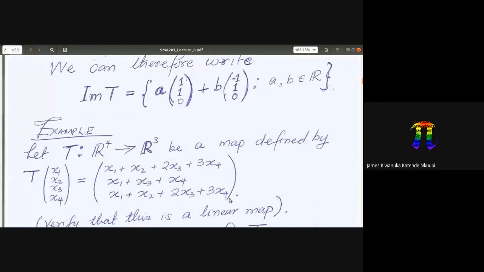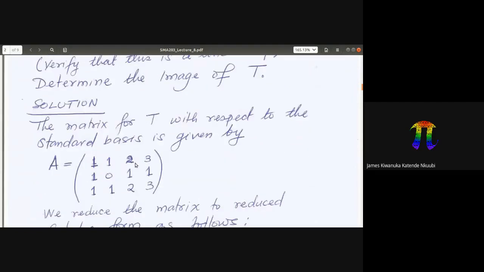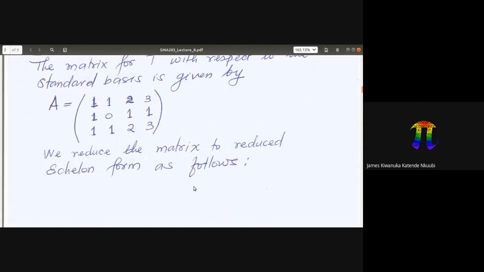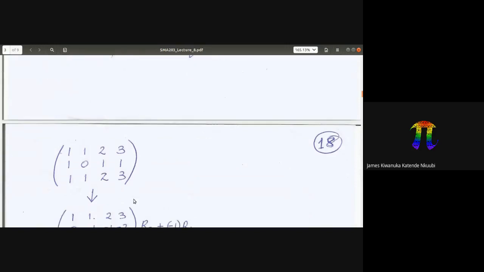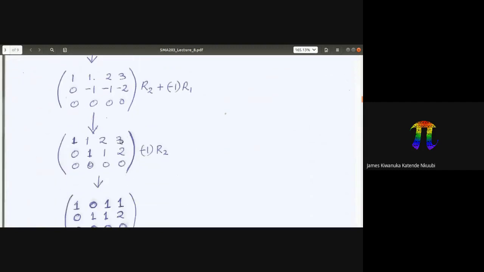So the first thing you do here is to determine the matrix of the linear transformation with respect to the standard basis, and that's the matrix. We put it in reduced echelon form as follows. When the matrix is bigger, this technique works better. So we put the matrix in reduced echelon form, and when you do that, this is what you have, right?